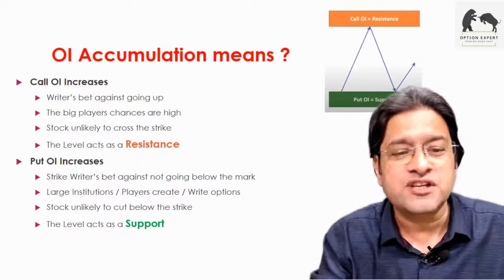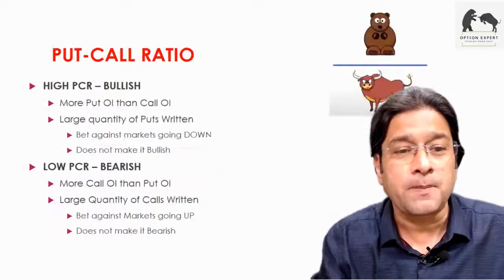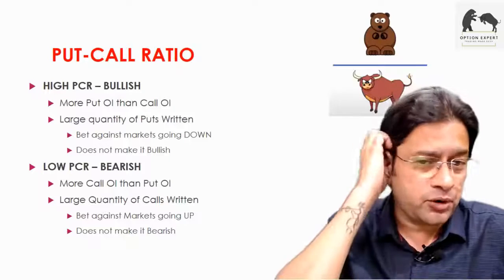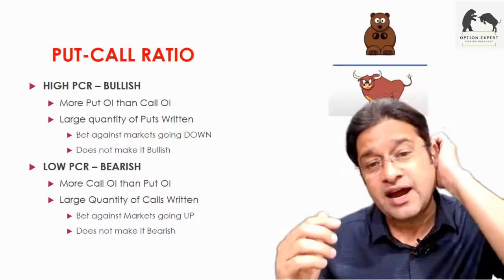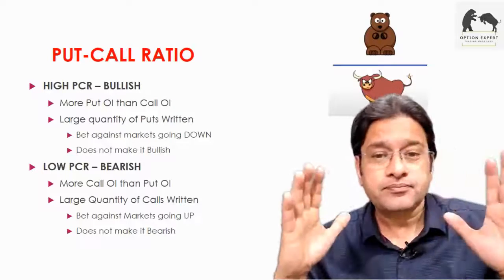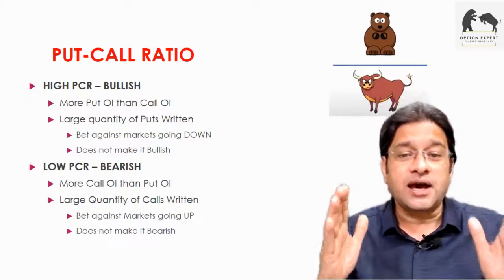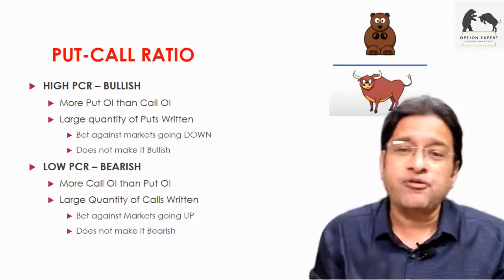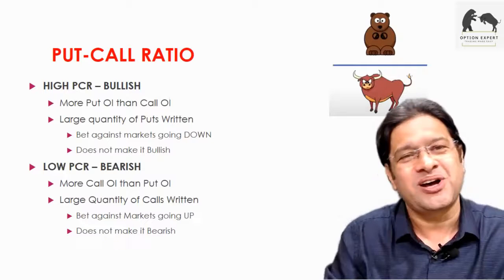Now this gives rise to another concept. There is something called a pain point, which means a price level at which institutions or large traders don't lose money. I'll be coming to that shortly. Before that, let us try and understand the put call ratio.